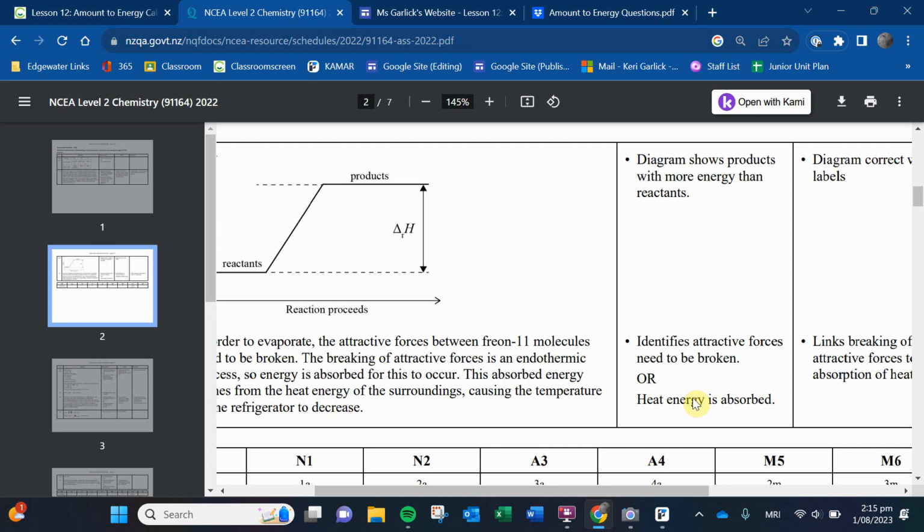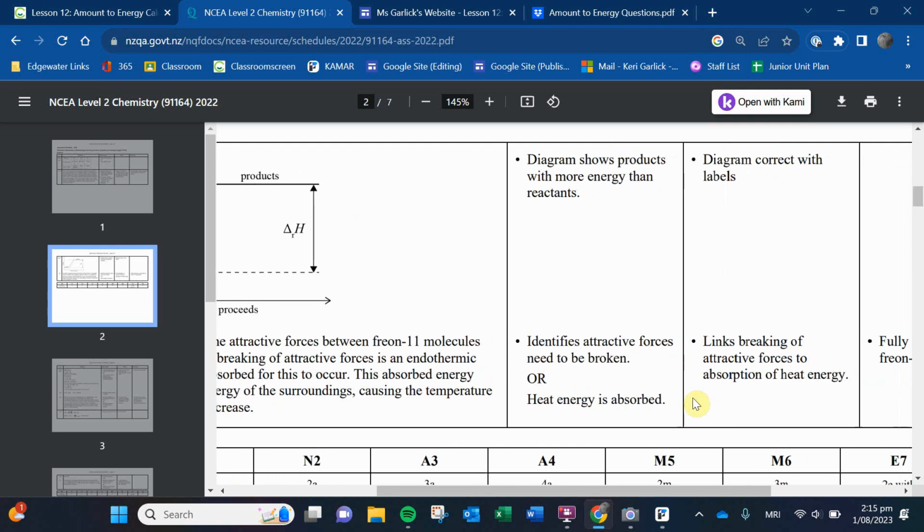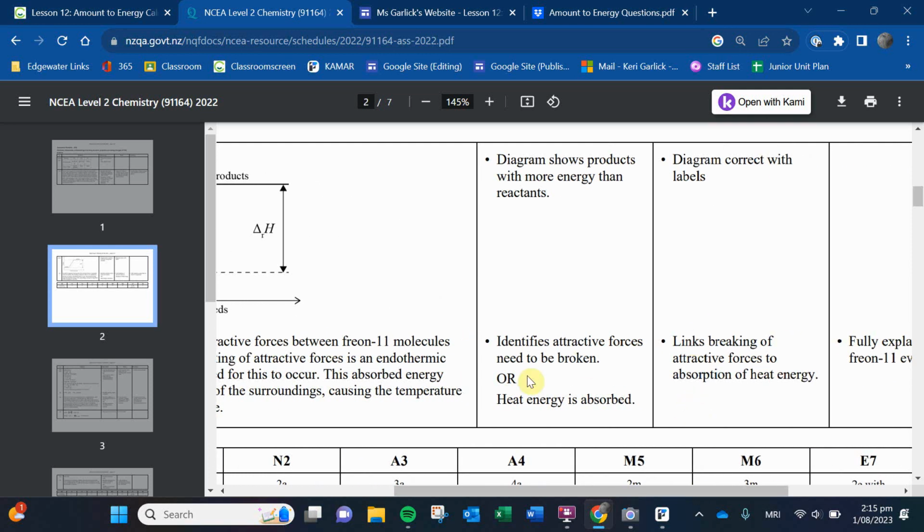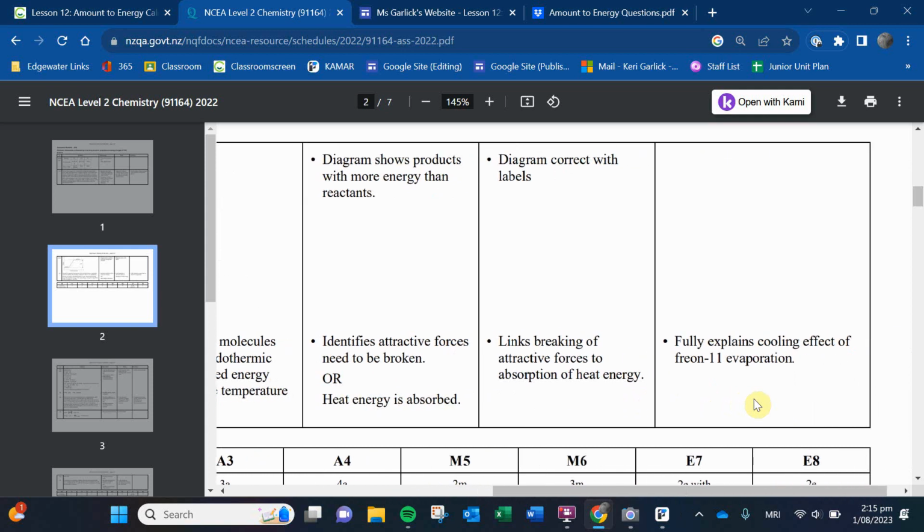All right. In order to increase this mark to merit, we're looking for linkages. So we're looking for you to use the word because or therefore, because that's showing that you understand that in order to break the forces, it needs to have the heat source. So it's just basically tying these two ideas together from the achieved. Okay? And then lastly, for the excellence was a full explanation about the cooling effect.